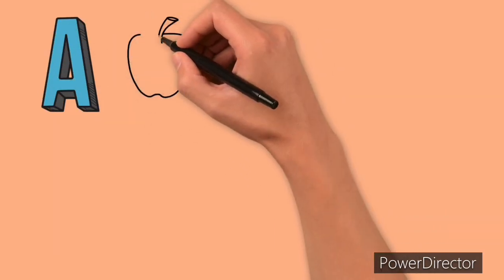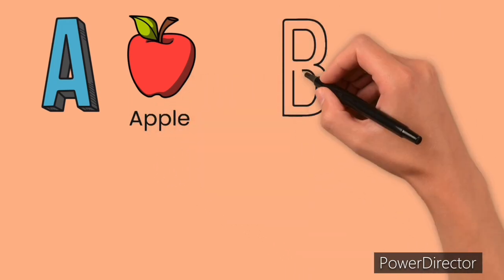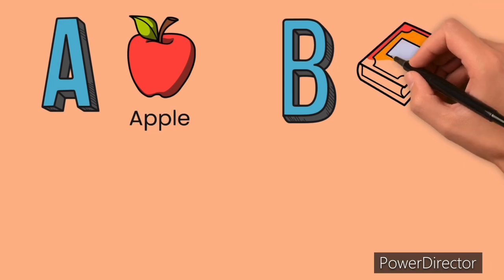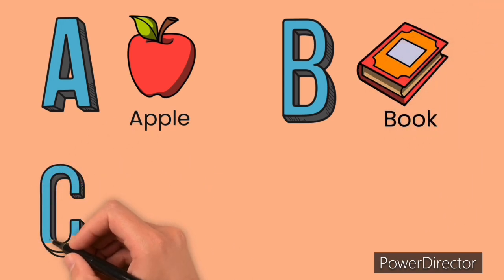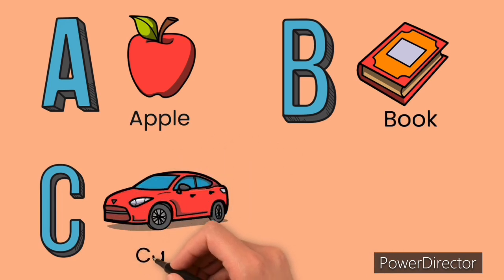A is for apple. Apple. B is for book. Book. C is for car. Car.